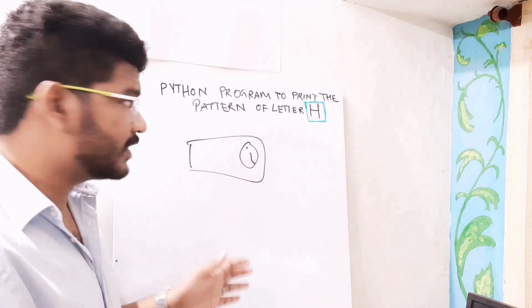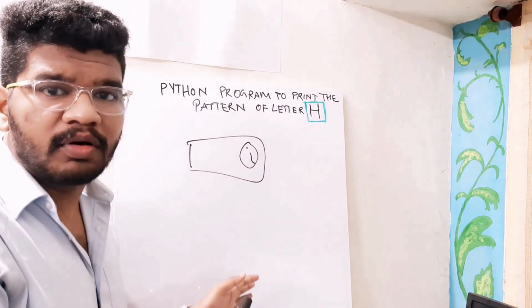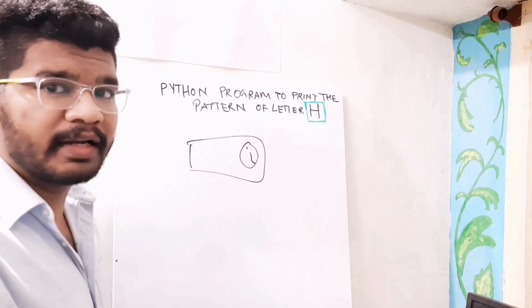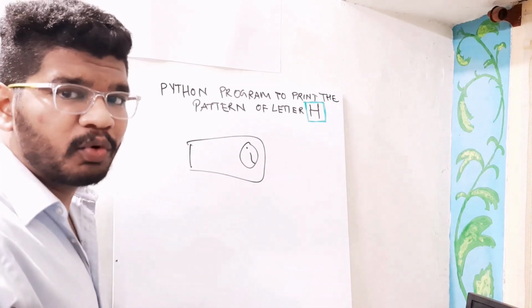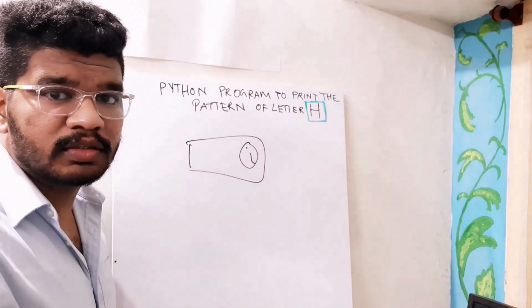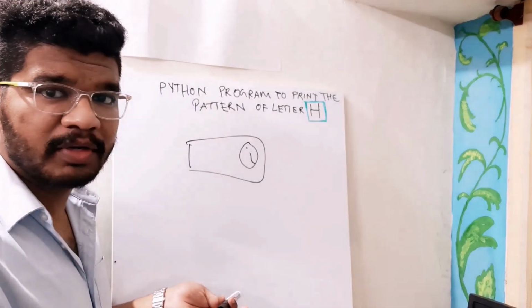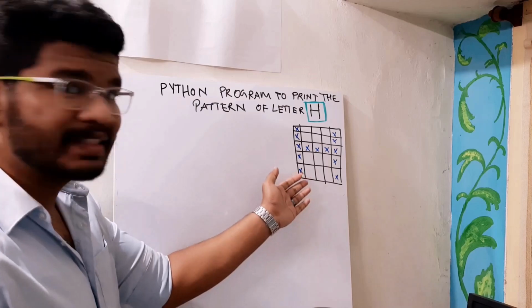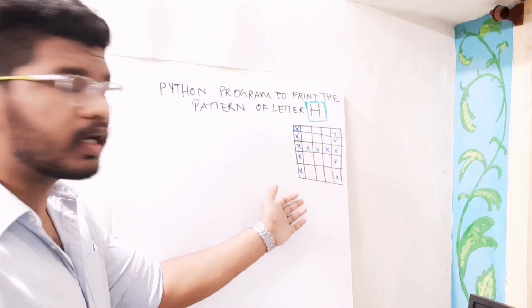And also guys, this is the explanation on the whiteboard. Later I'll also go into my computer and code the program in my PyCharm IDE so that we can execute it and see the output and all the results. So here is the whiteboard explanation. Let's get started with it. This is the H. This is the pattern we are going to print now.